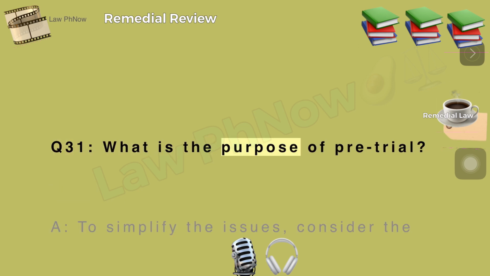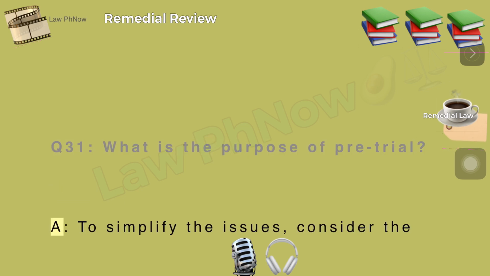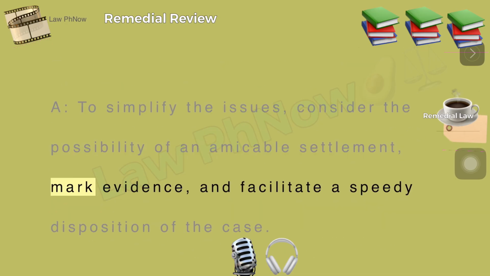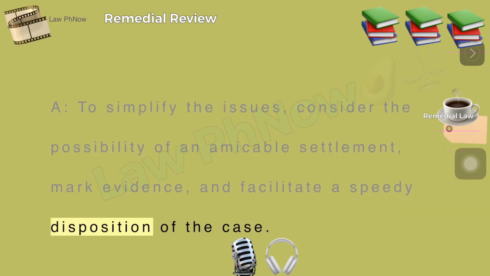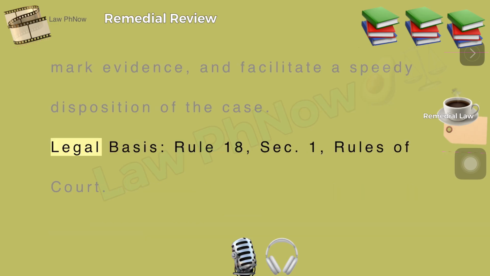Q31. What is the purpose of pre-trial? A. To simplify the issues, consider the possibility of an amicable settlement, mark evidence, and facilitate a speedy disposition of the case. Legal basis: Rule 18, Section 1, Rules of Court.